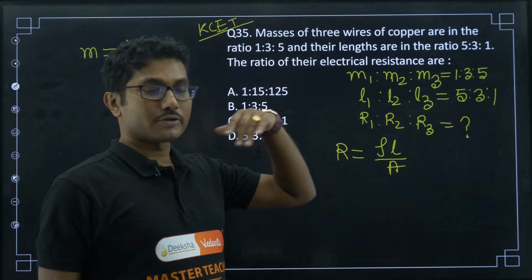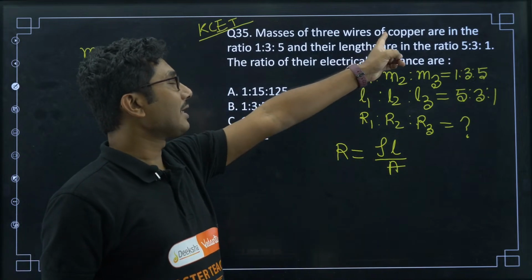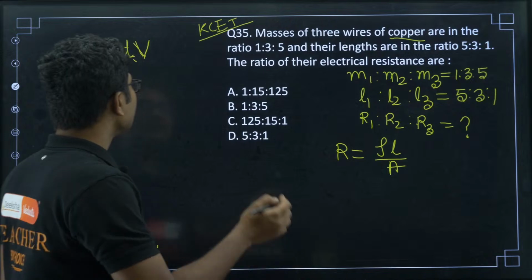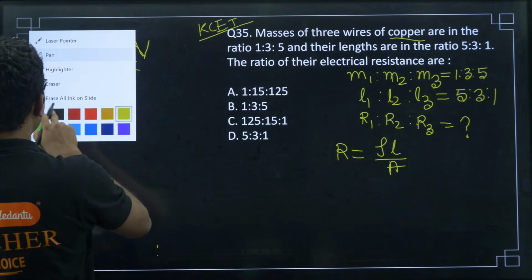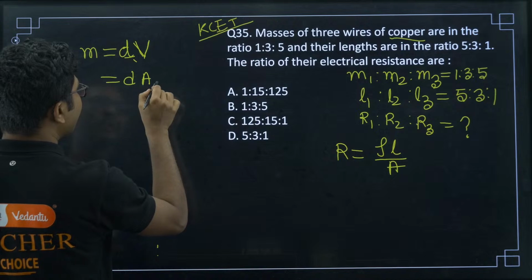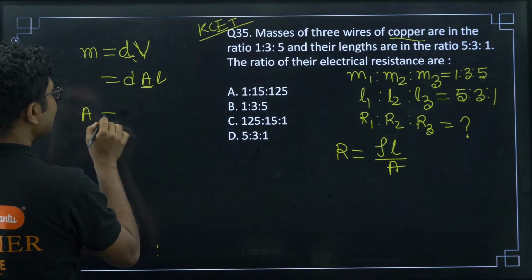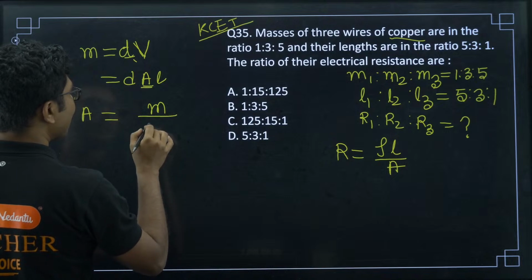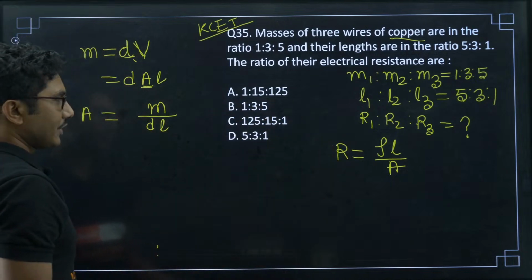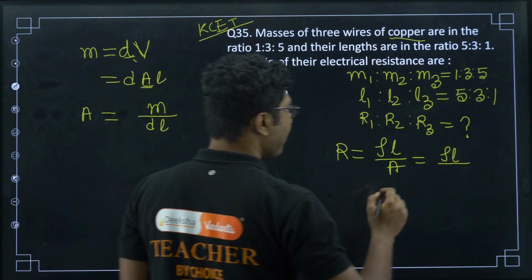For example, for copper density is constant, for iron density is constant, but it is different from that of copper. Here we are considering only copper wires, so density for all the wires will be constant. So D is one constant. Now what is volume? Volume is area into length. So we can find area from this equation. Area is basically mass divided by density into length. Now we put it in this equation, and we get rho L squared D by M.